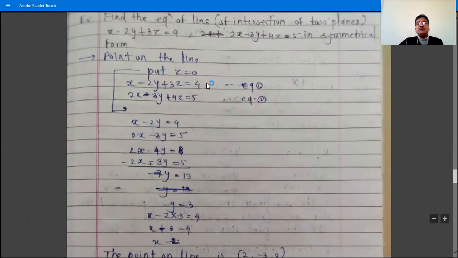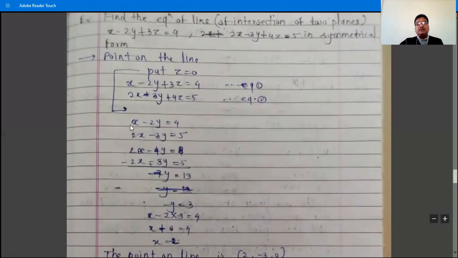We have x minus 2y is equal to 4, and 2x plus 3y is equal to 5 after substituting z is equal to 0. Then solve these two equations for x and y.